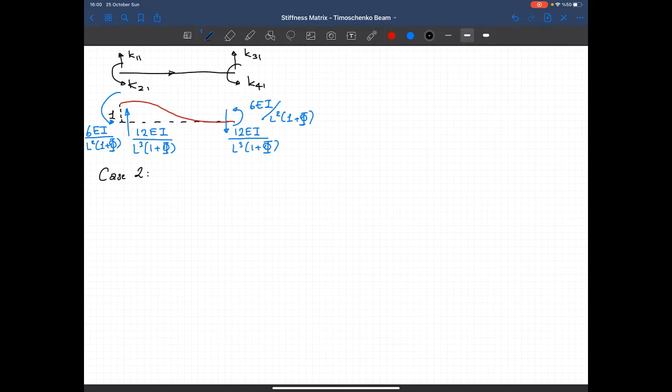Case 2. Okay, we will have d2 equal to 1, and the rest equal to 0. So let's draw this. We don't have any translation now. Let me draw the deformed shape.